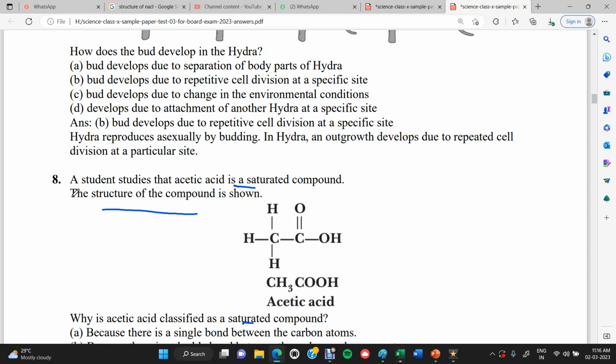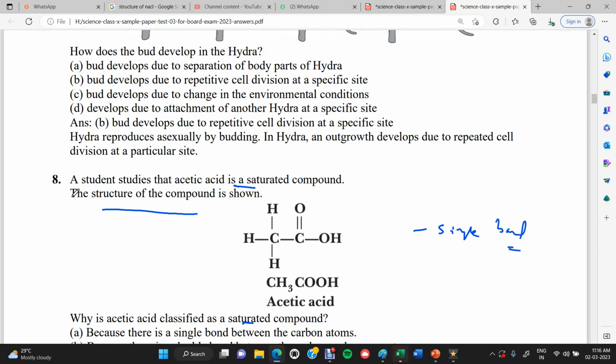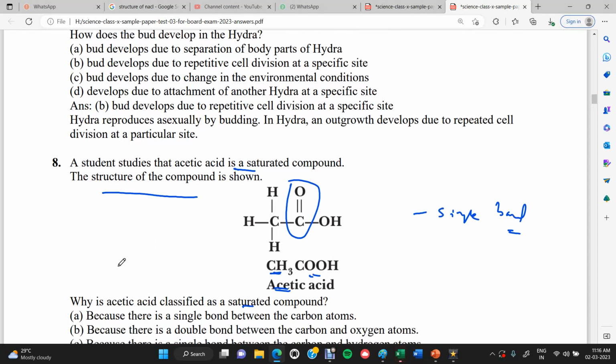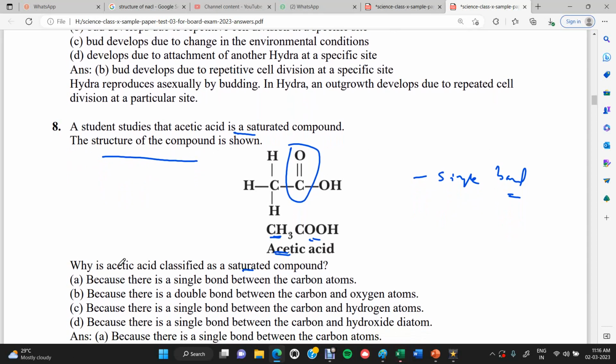I told you already that saturated compounds have single bonds. If there is a double bond, it is an unsaturated compound. But acetic acid is a saturated compound, even though it has a double bond here. This is CH3COOH, and they draw the structure like this. How can this be considered a saturated compound, even though there is a double bond?